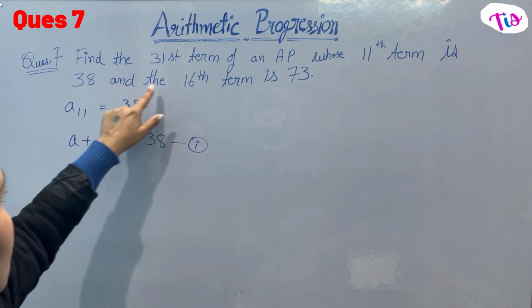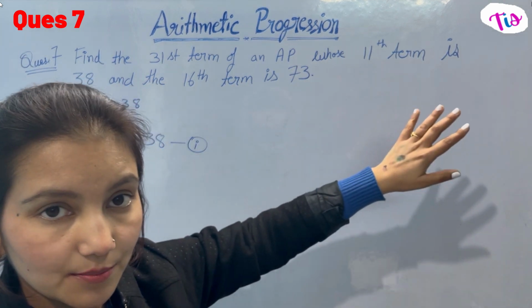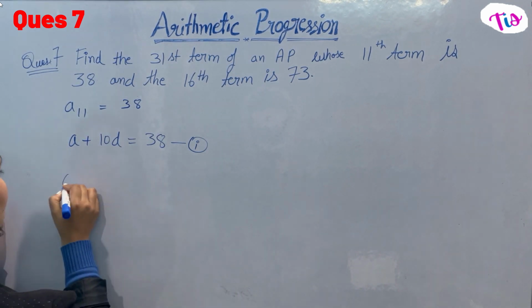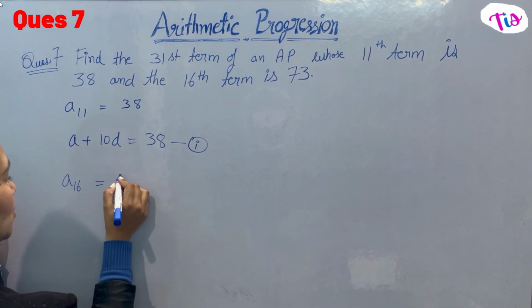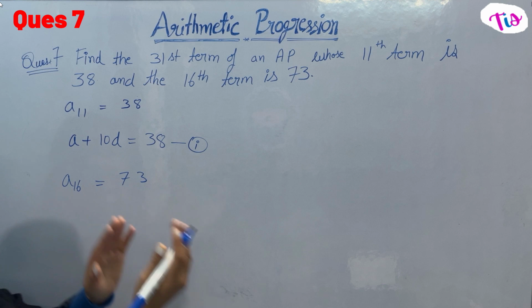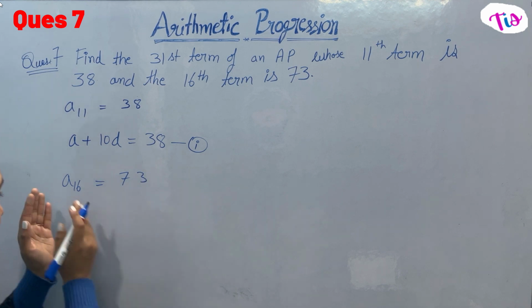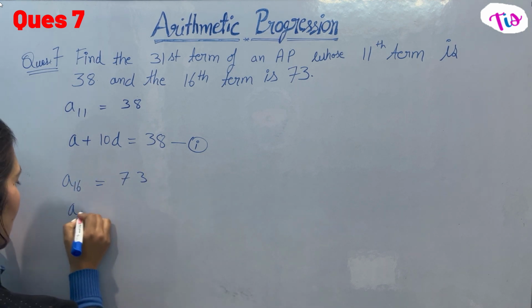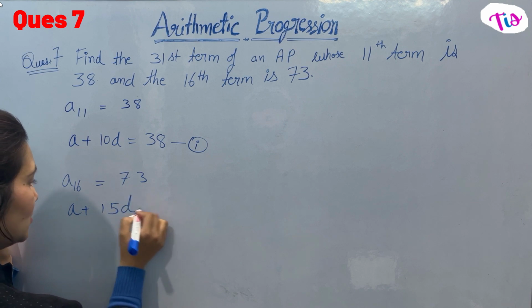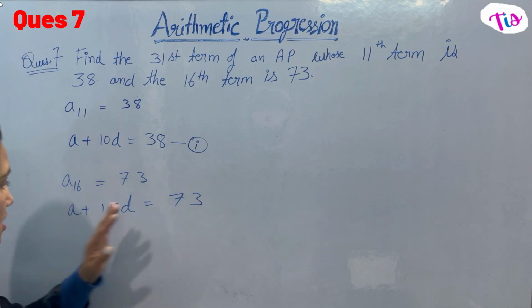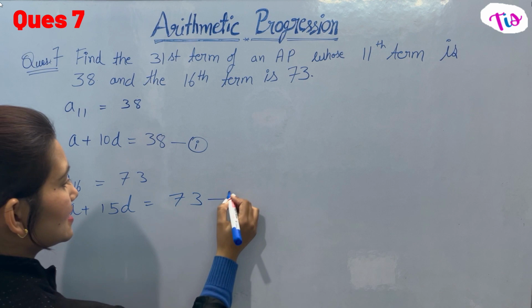Now the 16th term is 73. It means A16 is equal to 73, and A16 is a plus 15d, since 16 minus 1 is 15. So a plus 15d is equal to 73. Now let's say this is equation number 2.